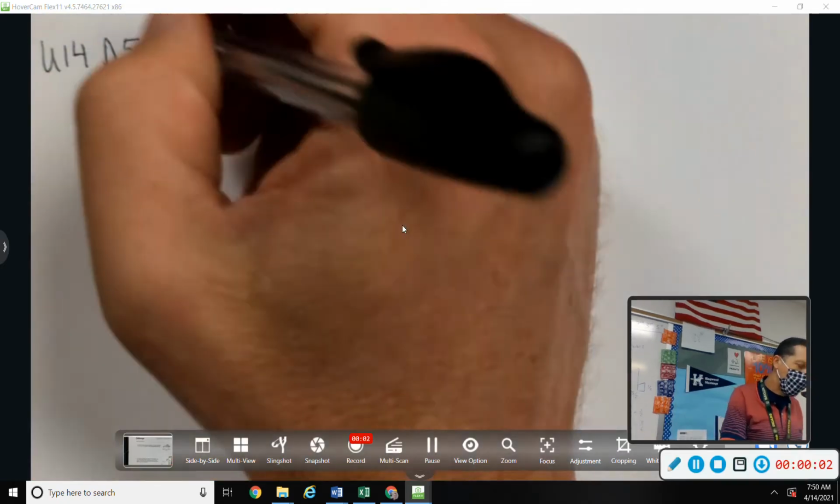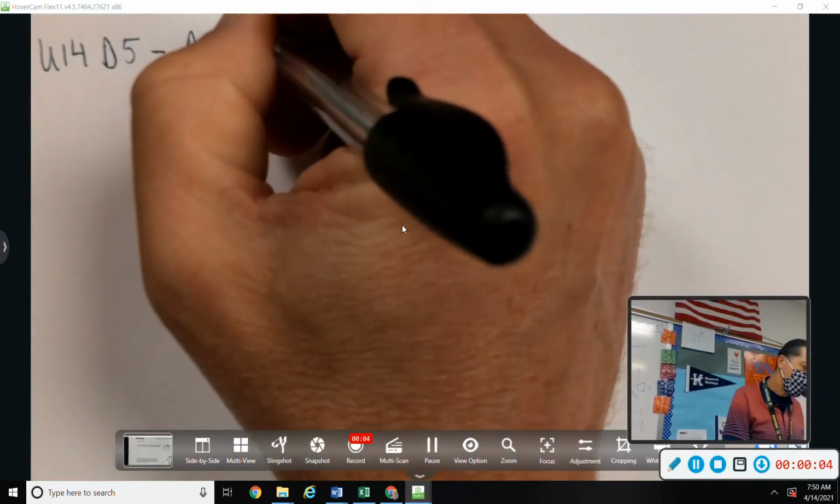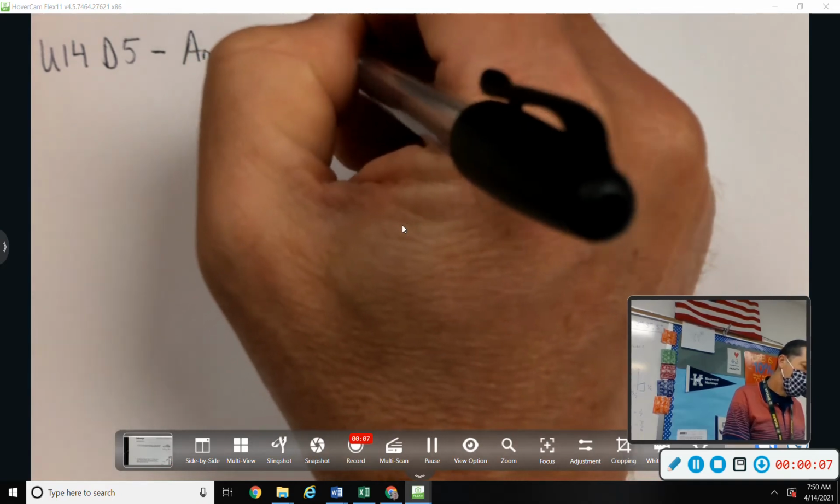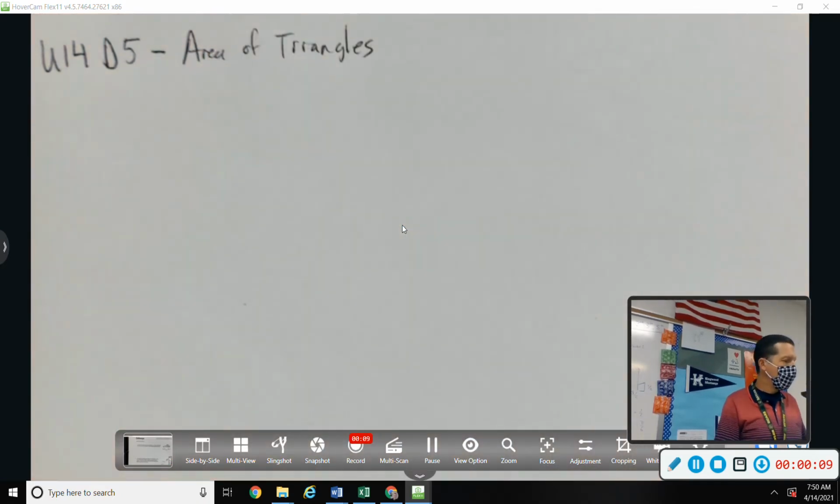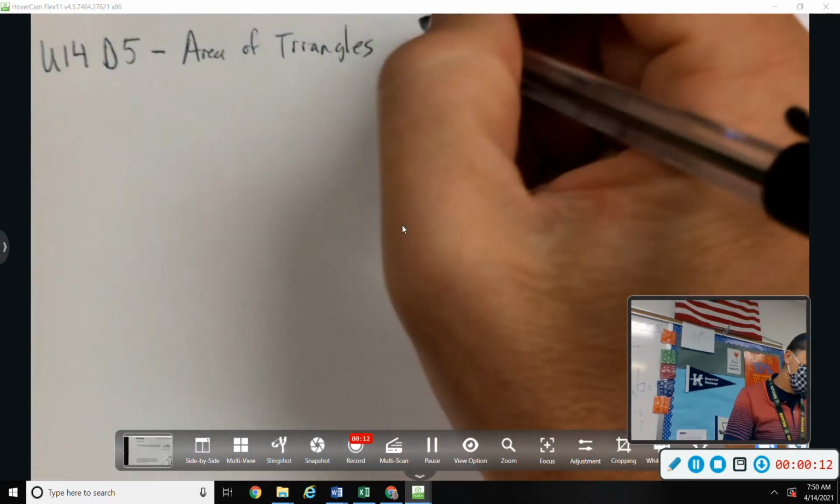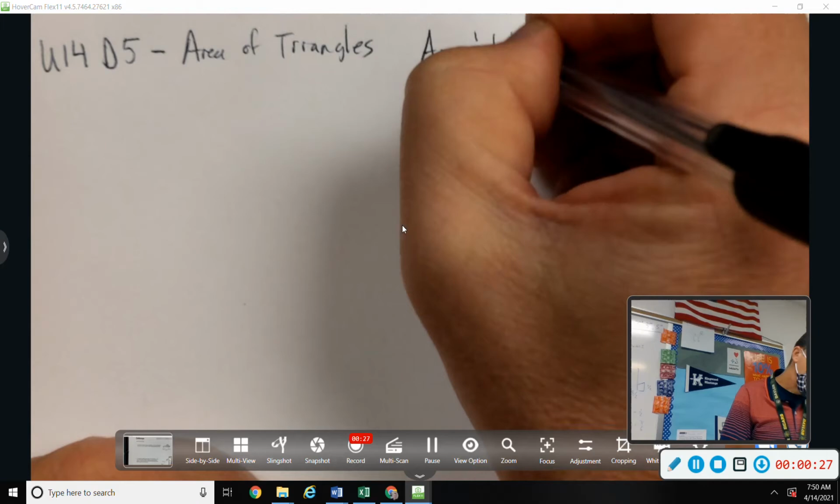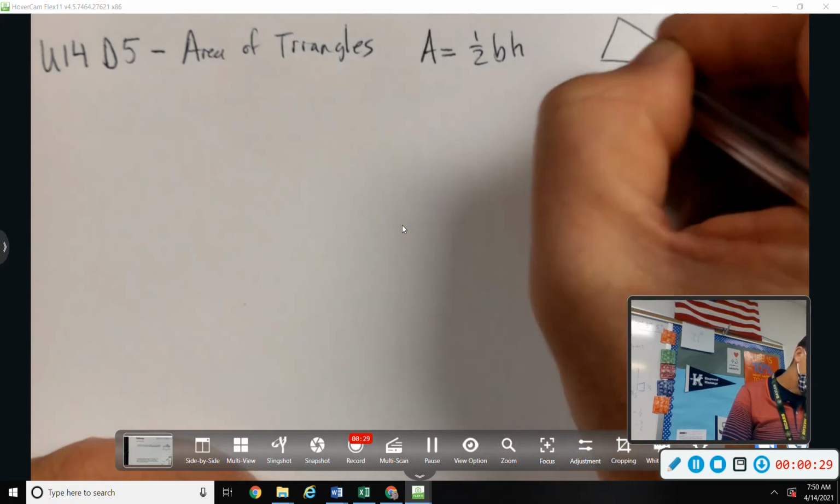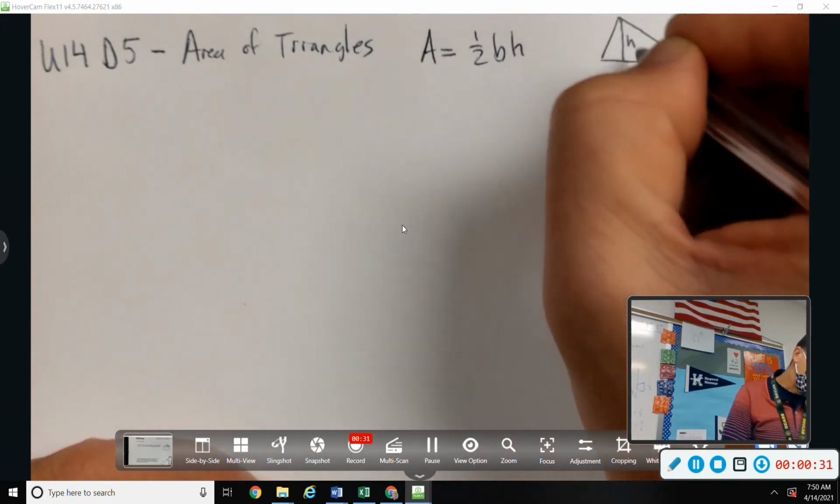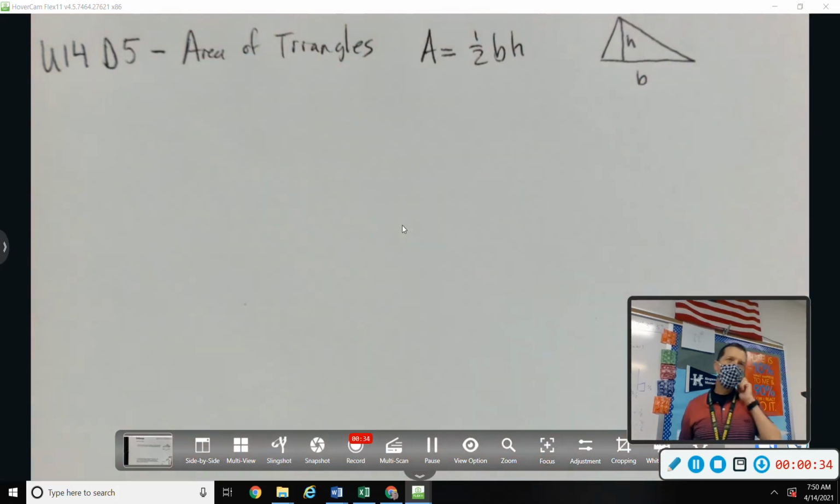All right, day 5, area of triangles. Well, let's do a one-line review. What do you know is the area of a triangle? Do you remember what an area of a triangle is? What formula? 1/2 base times height. Provided you know the height and the base, the area of that triangle is 1/2 base times height.